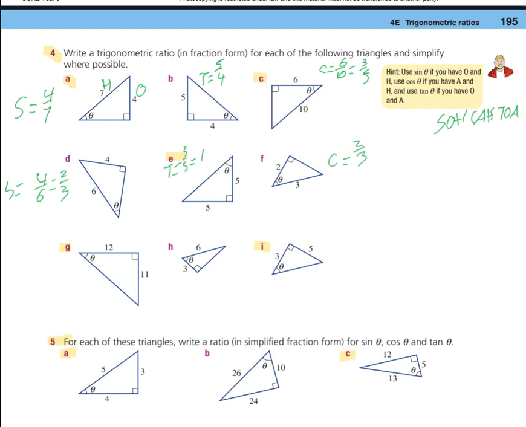This one has no hypotenuse again. So no hypotenuse means you've got opposite and adjacent. So tan equals opposite over adjacent. With 3 and 6, that's the hypotenuse, and we've got the adjacent, so that's cos equals 3 over 6, which is a half. And this one, again, you've got no hypotenuse, which means you've got opposite and adjacent. So tan theta equals 5 over 3.